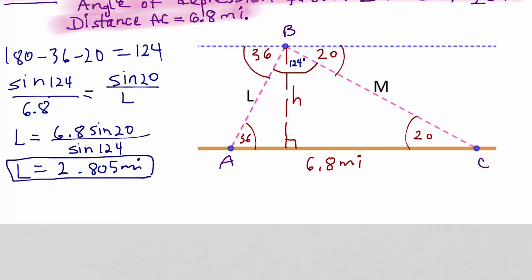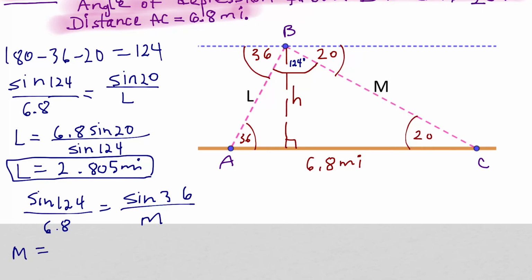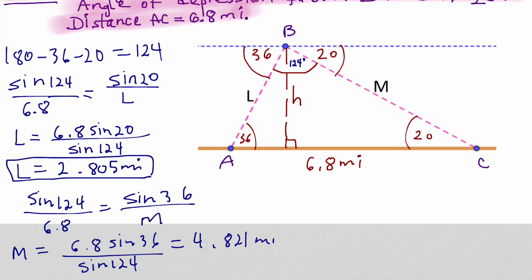All right, so we can set up a similar calculation for M. So we've got the sine of 124 over 6.8 is equal to the sine of 36 over M. All right, and now I can cross multiply and divide. M is equal to 6.8 sine 36 divided by the sine of 124. If I type that in, I get 4.821 miles.